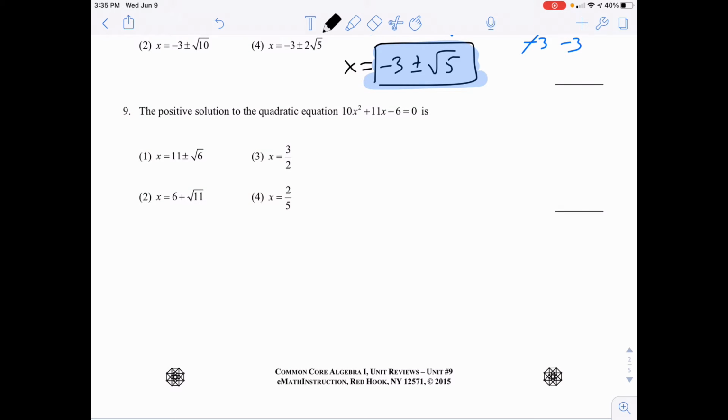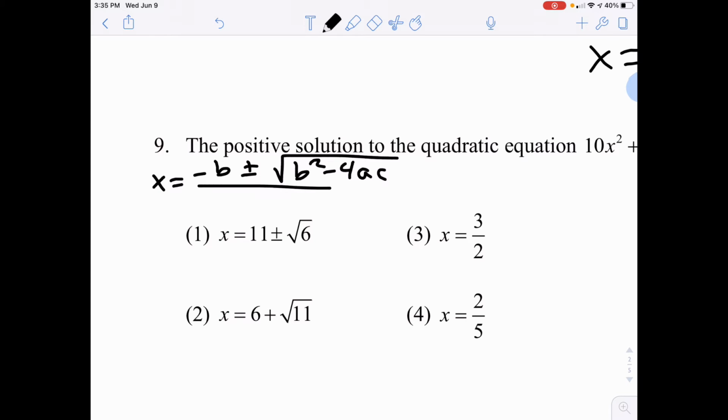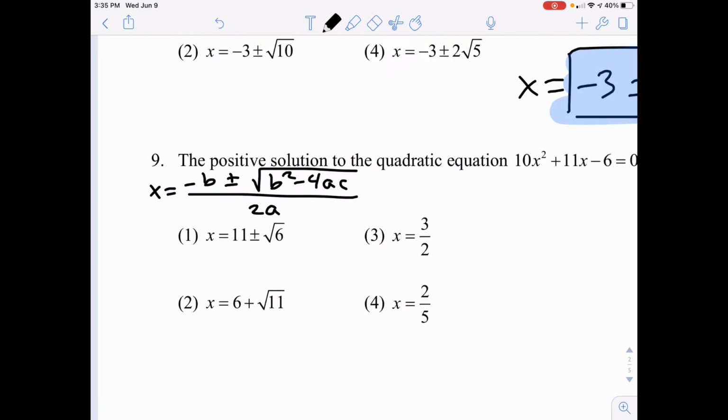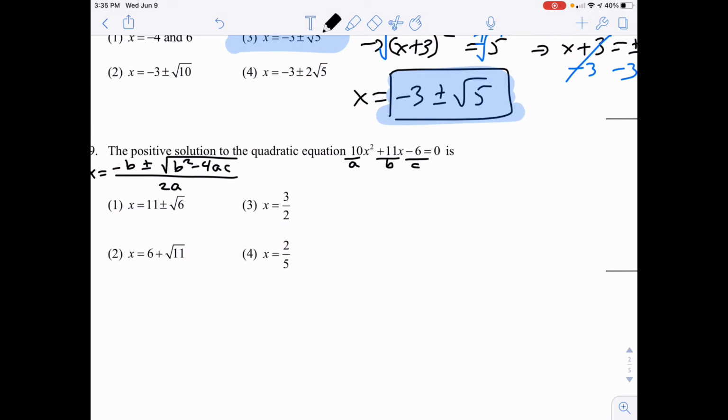Number 9, the positive solution to the quadratic equation 10x squared plus 11x minus 6 equals 0. Well, the leading coefficient is not 1, so I'm going to use the quadratic formula to do this one. The quadratic formula again is x is equal to negative b plus or minus the square root of b squared minus 4ac, all over 2 times a. A is 10, b is 11, c is negative 6.